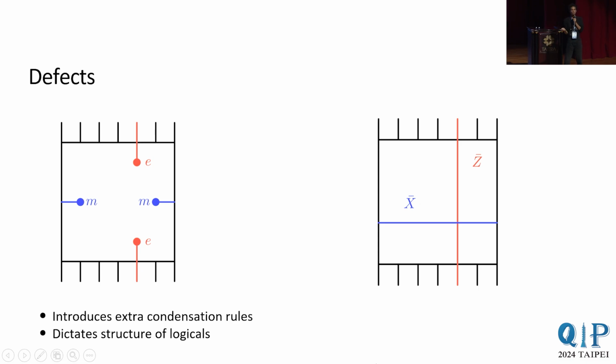Now, these rules can be bent by modifying the lattice terms in a region. And when you modify lattice terms, you create what is called a defect. For example, rough and smooth boundaries are examples of defects because you modify the rules of condensation. At this rough boundary, you can create an E anyon, and at the smooth boundary, you can create an M anyon. Understanding the condensation structure of your code is extremely important because it dictates how the logicals are going to behave.